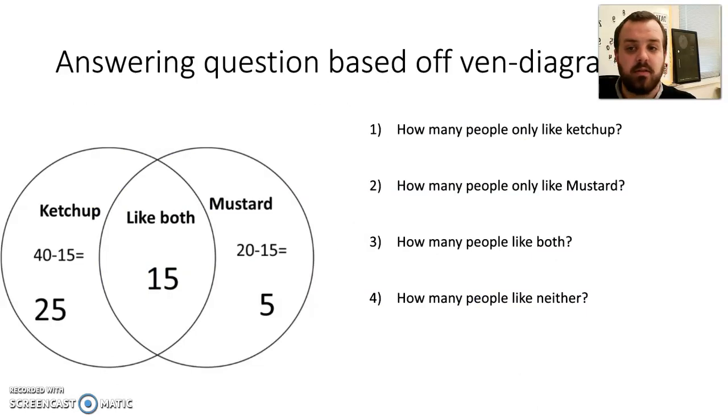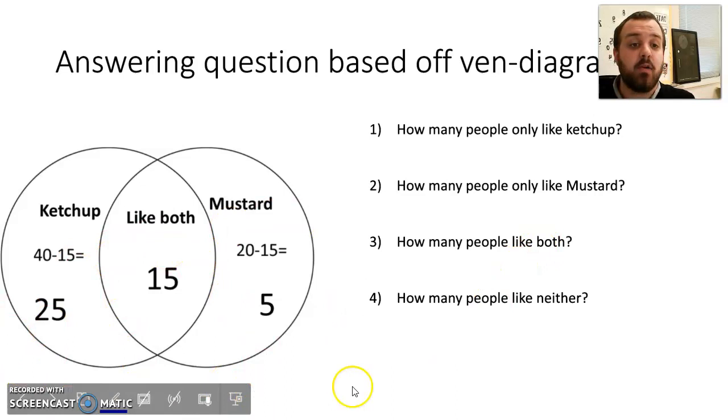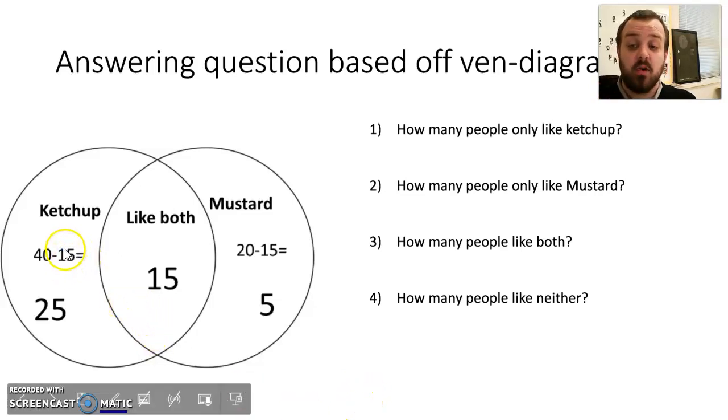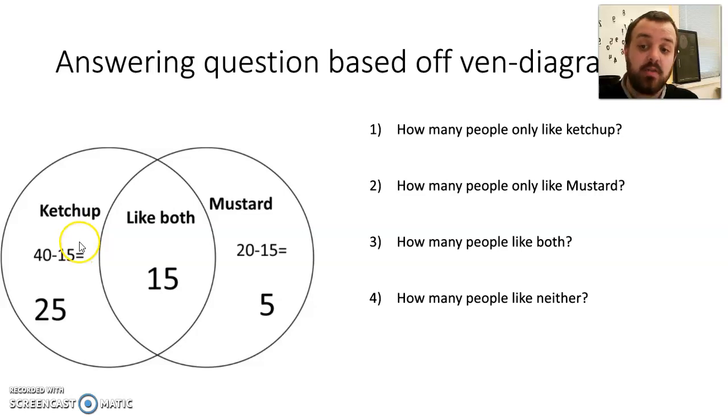There you go. Okay, so here's our question. Now, after we make this Venn diagram, sometimes what they'll do is they'll then ask us questions about the Venn diagram that we made, okay? So, again, the way we're getting these numbers is if 40 people like ketchup, we have 15 like both, we can subtract that, and that's going to get us our number down here.